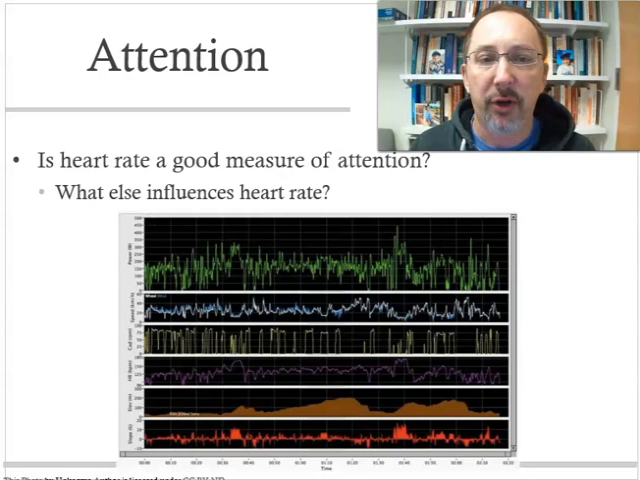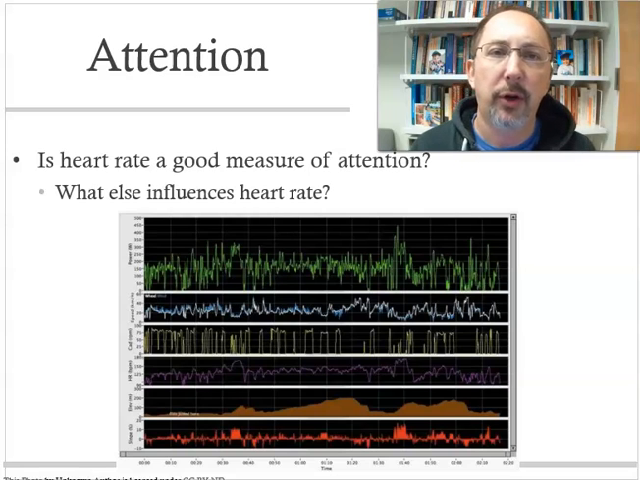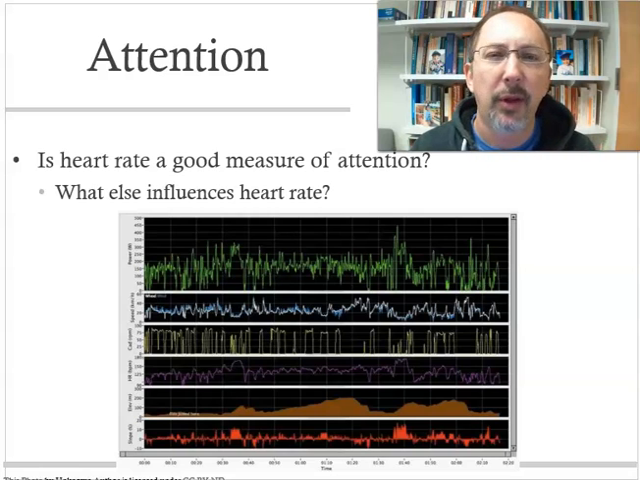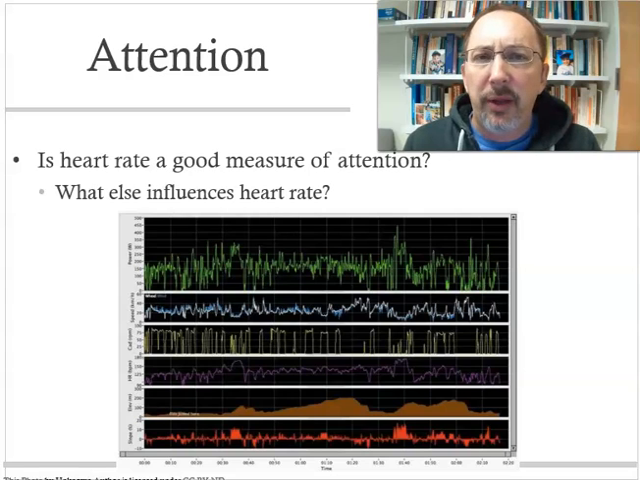Does that tell us that over time you're less attentive? Well, is heart rate a good measure of attention? What else influences heart rate? Tell me. What kind of things influence your heart rate? Do some people have higher or lower heart rates? What about caffeine, other chemicals, level of interest? That's the goal here, to say that the more interested you are, the higher your heart rate goes up. And studies done with infants rely very heavily on this.